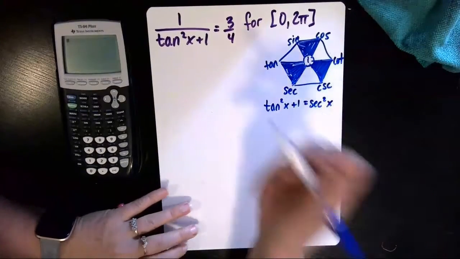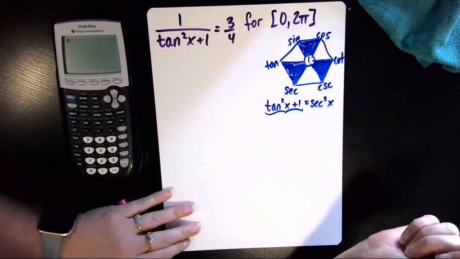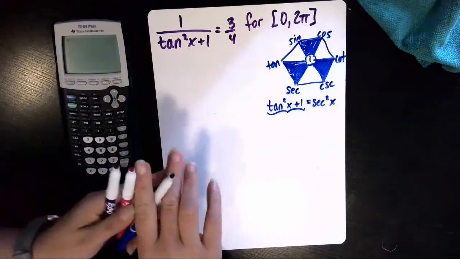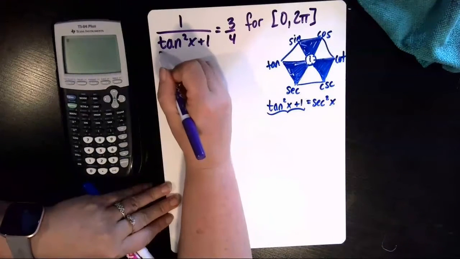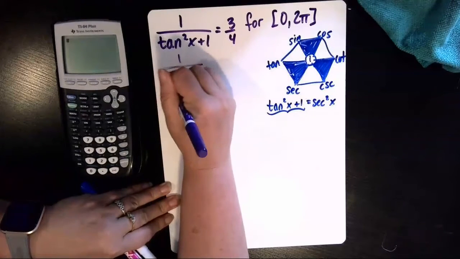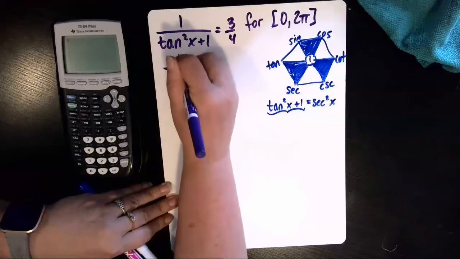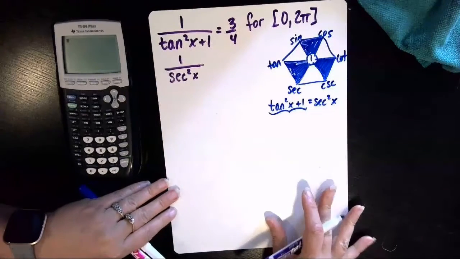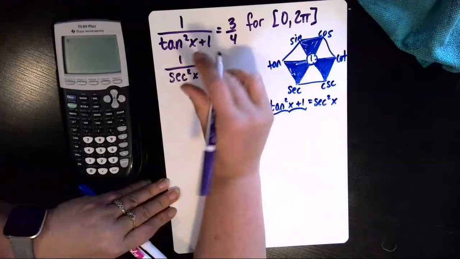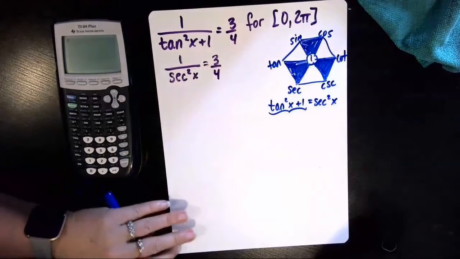So since tangent squared x plus 1 is the same as secant squared x, in our equation we can replace this denominator with secant squared x using that Pythagorean identity. And that 1 divided by secant squared x is equal to 3/4.